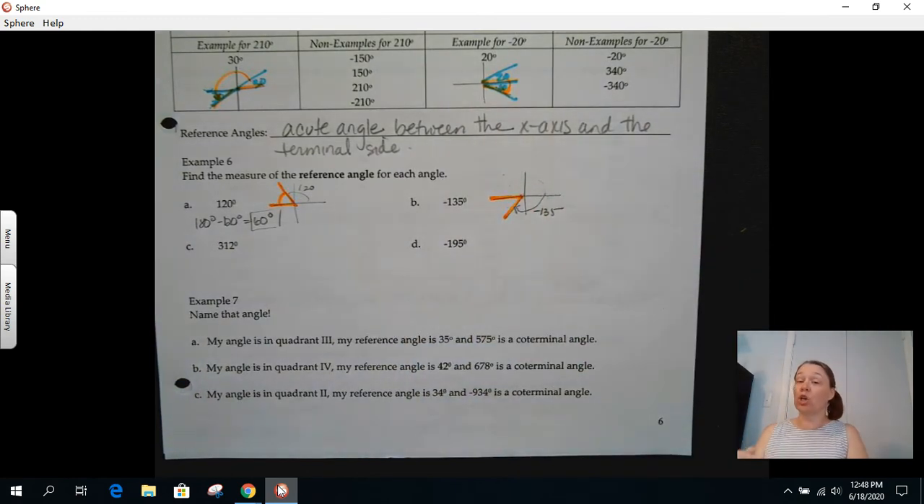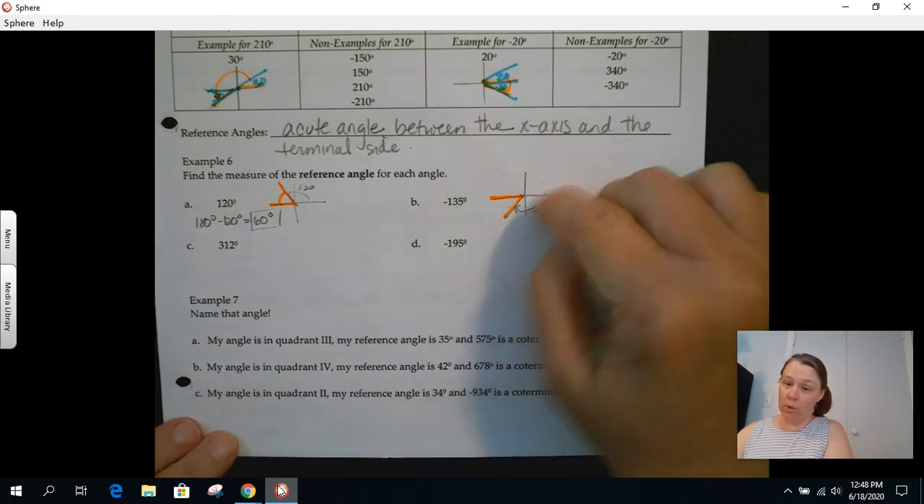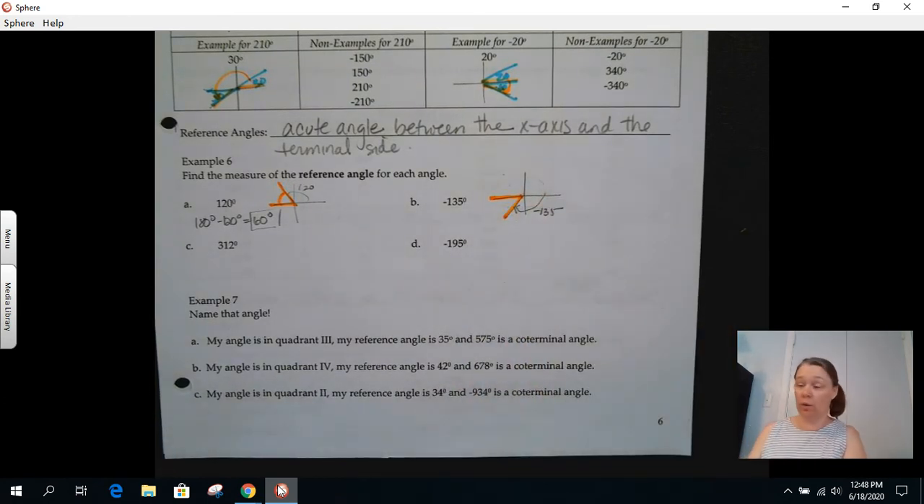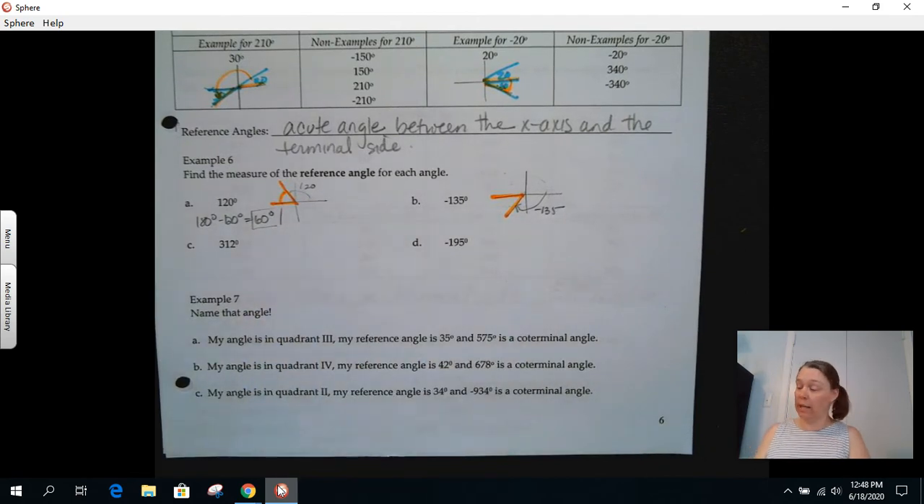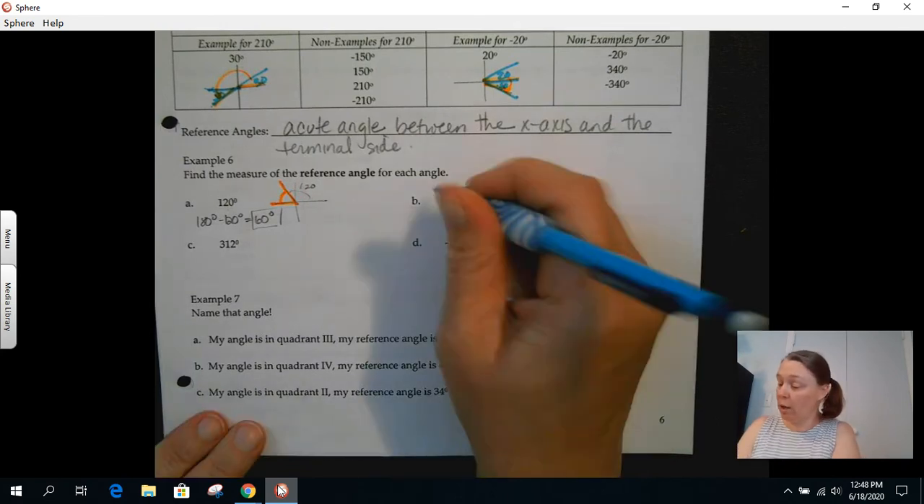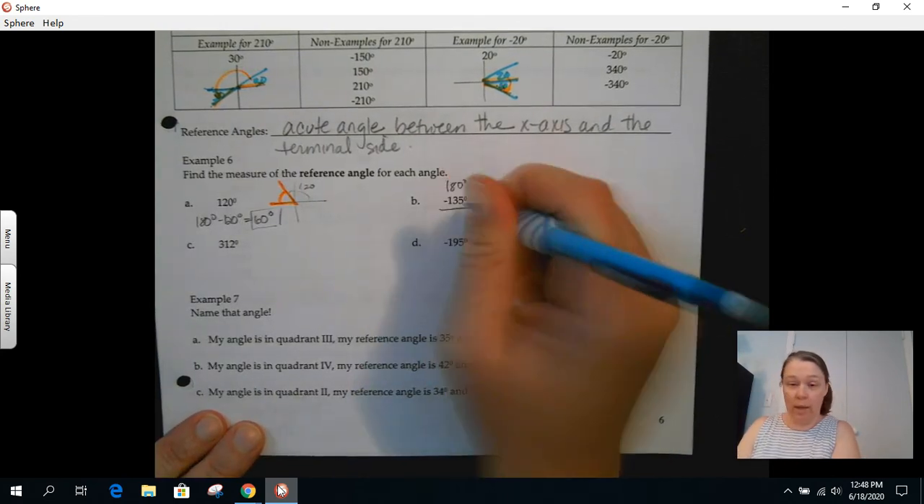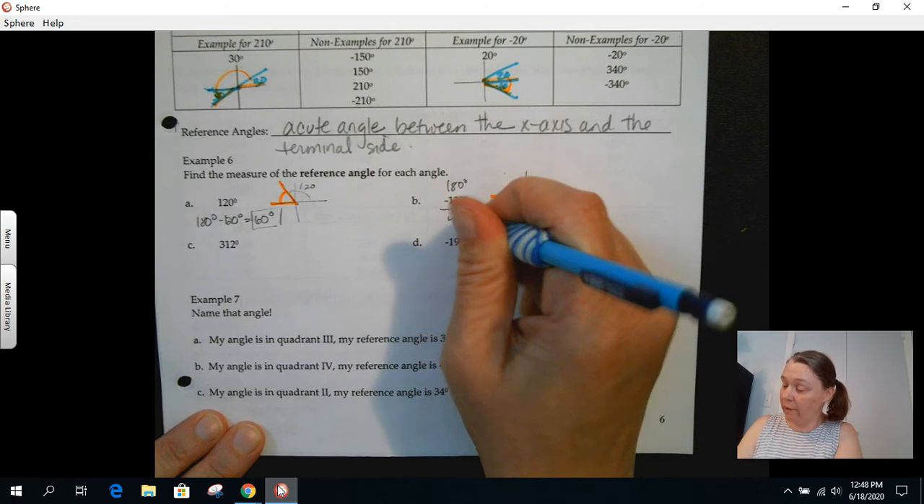Remember it's an acute angle, so I would never pick 135. It's always the acute angle. So in this one, I couldn't have picked the 120. It has to be between 0 and 90. I want to know what that angle is right there. So I could do 180 and take away that 135 and get 45 degrees.